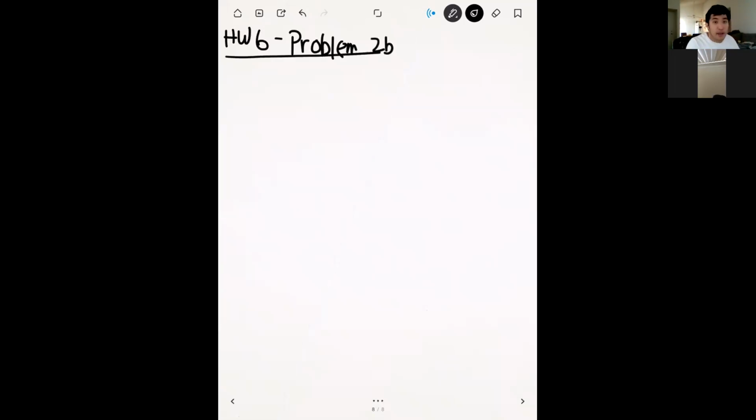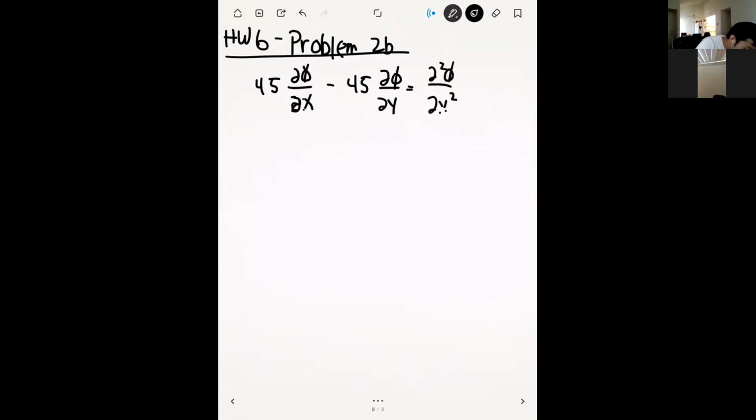So in this problem, we have a two-dimensional, or 2D, convection diffusion equation. We have 45 dphi/dx minus 45 dphi/dy is equal to d squared phi/dx squared plus d squared phi/dy squared. Right away we can pull off our coefficients here.